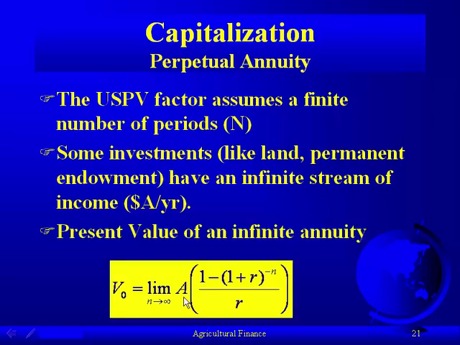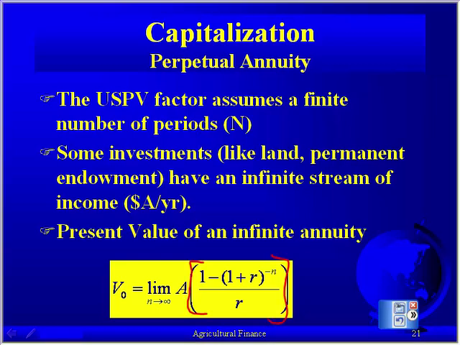Okay, if we look at the present value of an infinite annuity, we can find the present value of a finite annuity. Now we're saying, what is the value of an income stream that goes on forever? Now to do that, I've basically taken the USPV factor and placed in it the numerical representation of that. And you can see that presented 20 pages back in the notes.